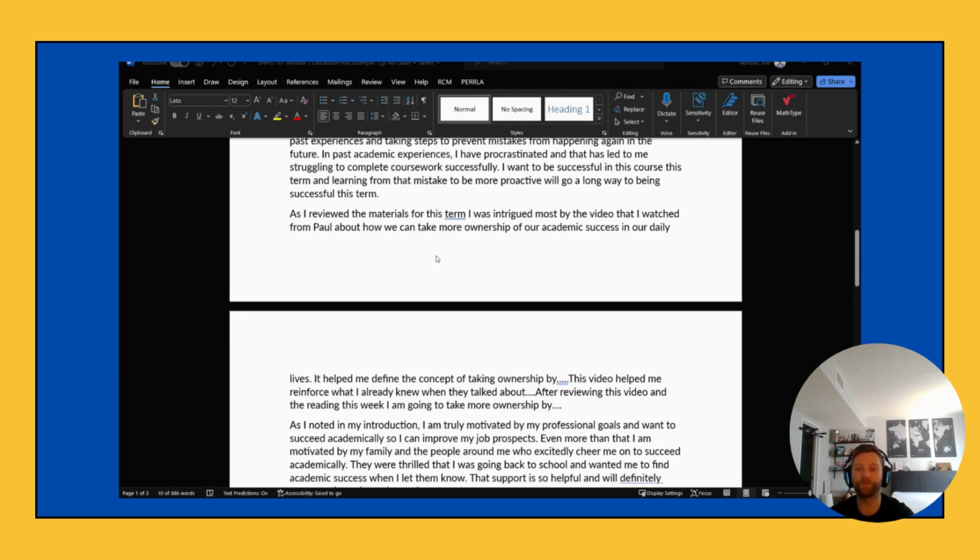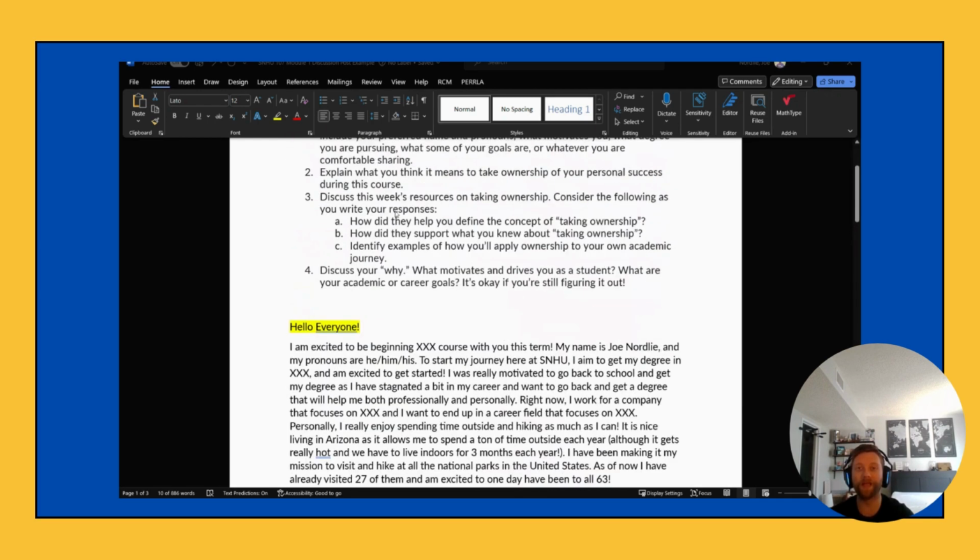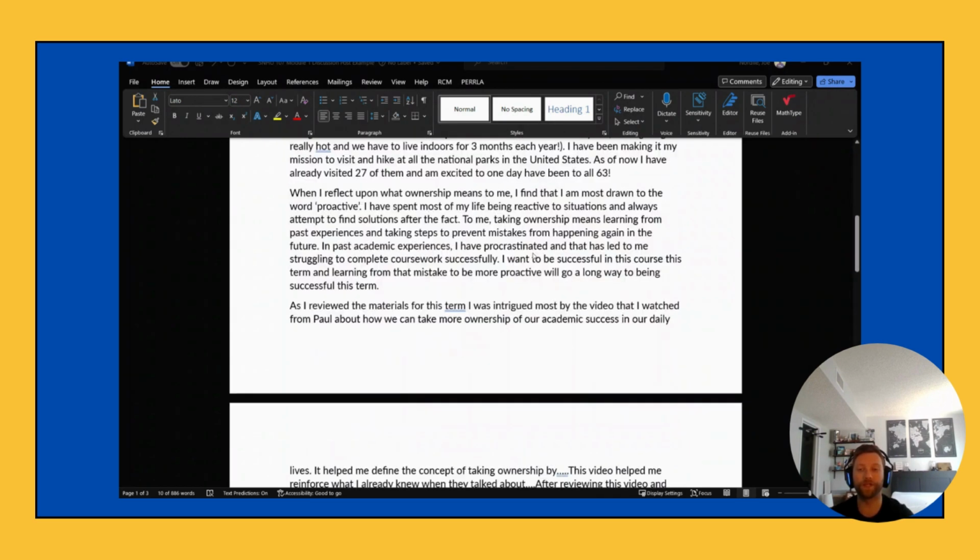as it talks about how the video helped me reinforce what I already knew, or I'm going to take more ownership by, or this helped me define the concept of ownership by. And as you can see, the language is listed right in there where it says, how did it help you define the concept? How did it support what you already knew? And how will you apply this to your academic journey?